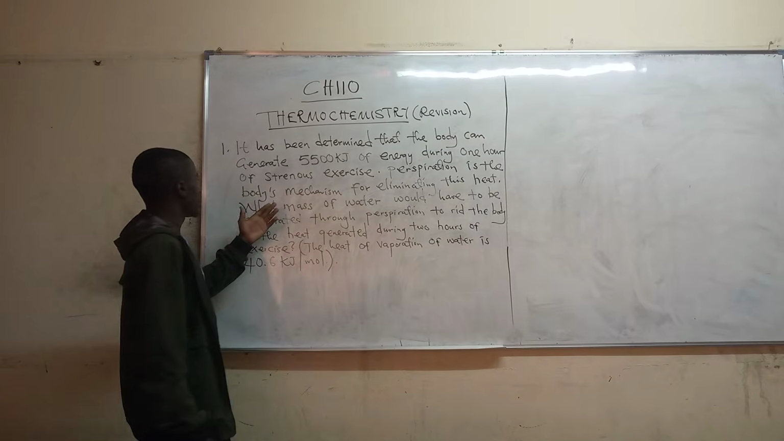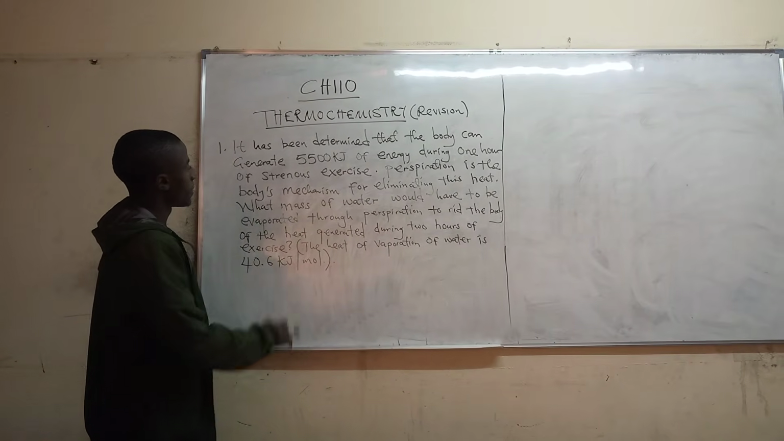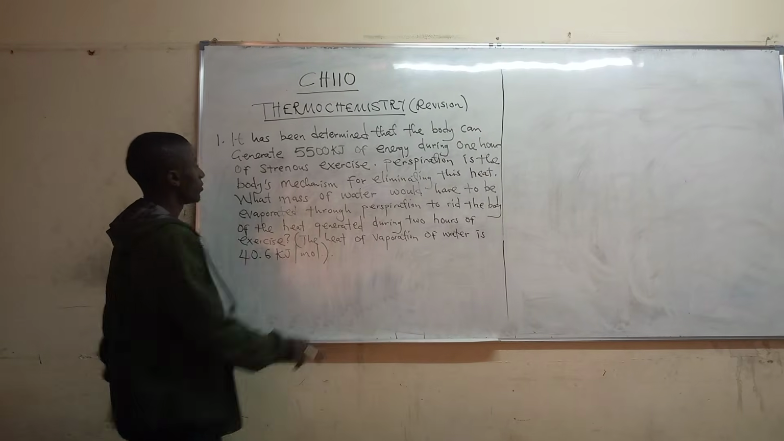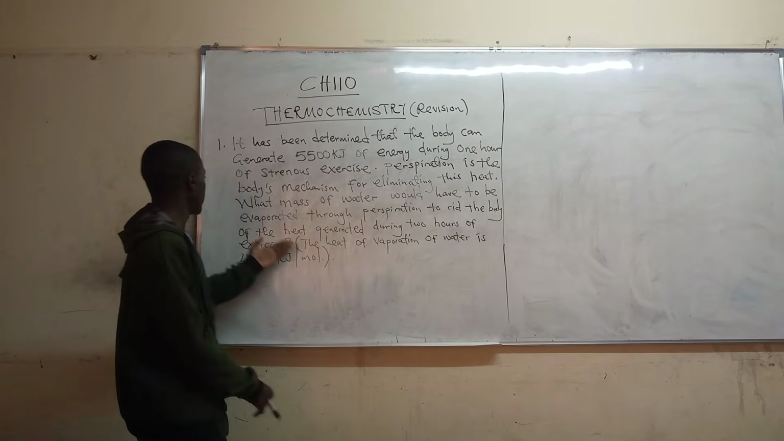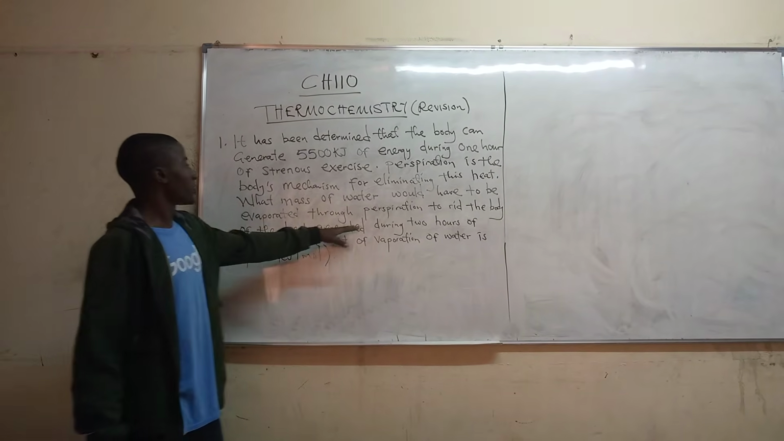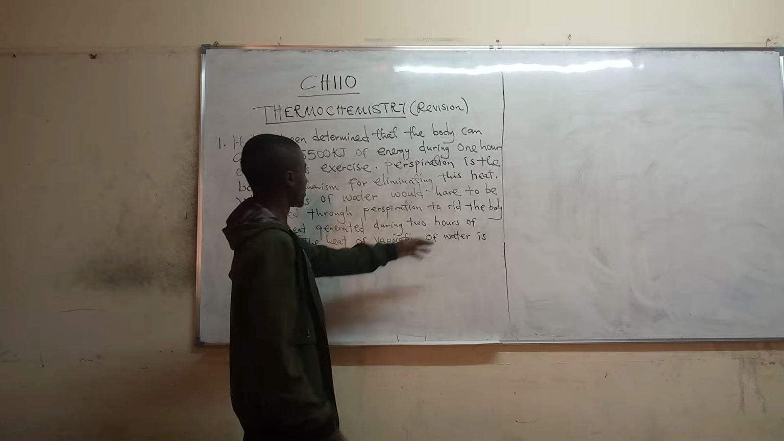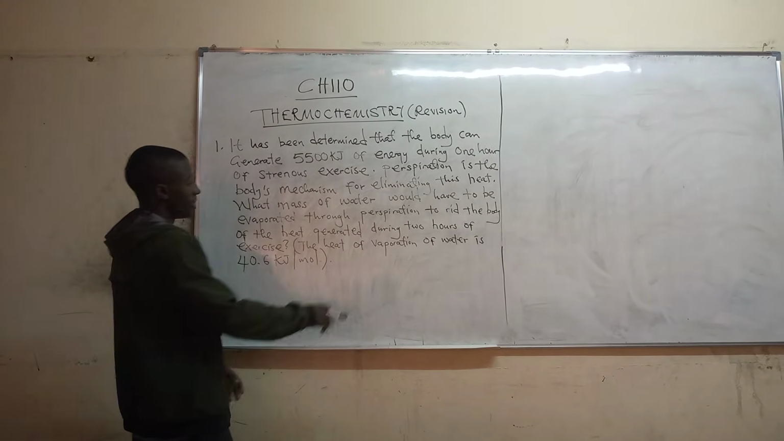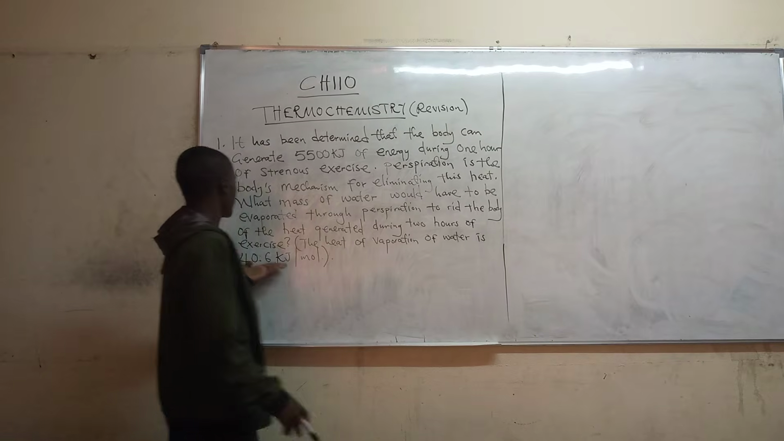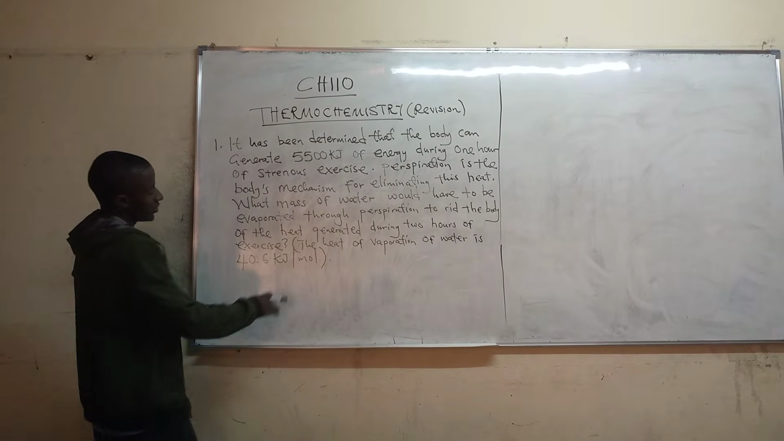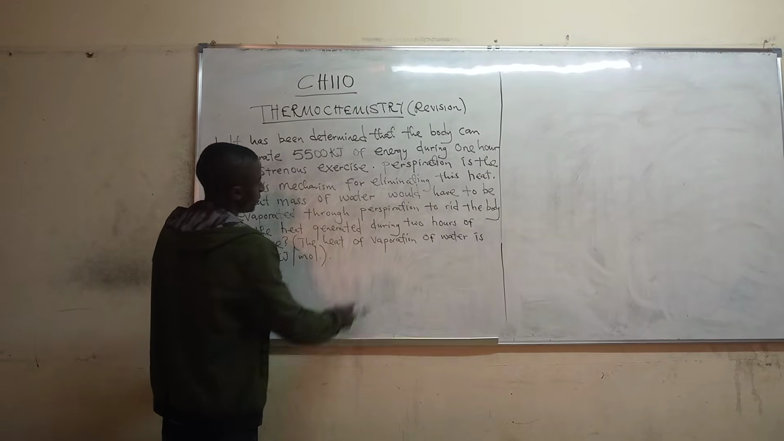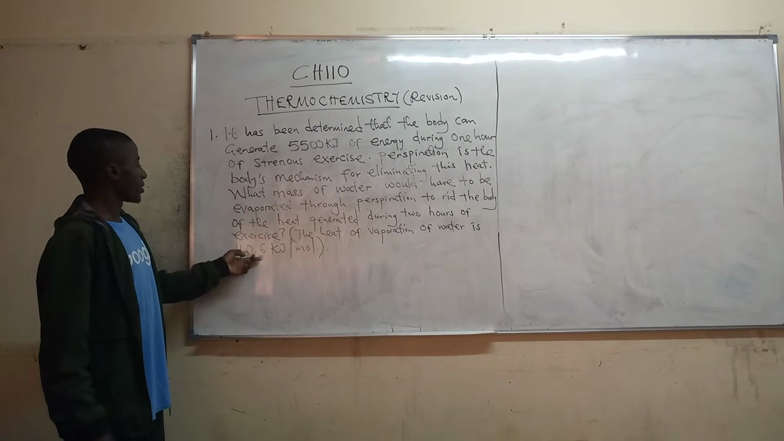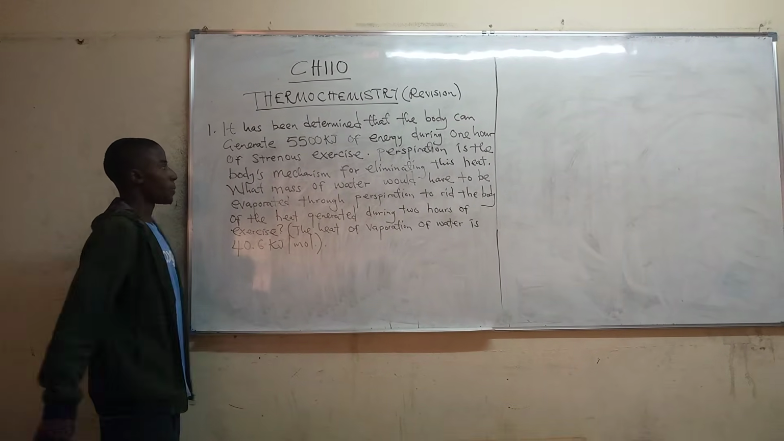Evaporation is the body's mechanism for eliminating this heat. What mass of water would have to be evaporated through respiration to lead to the loss of the heat generated during 2 hours of the exercise? The heat of vaporization of water is 40.6 kilojoules per mole.